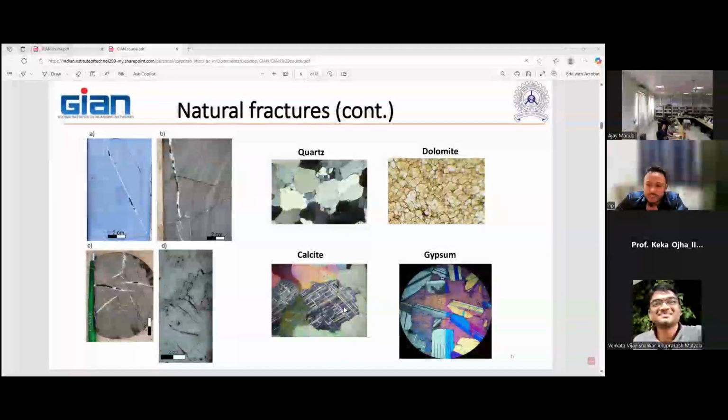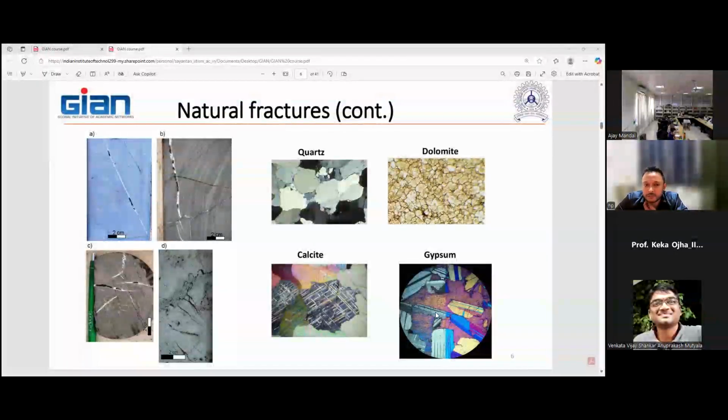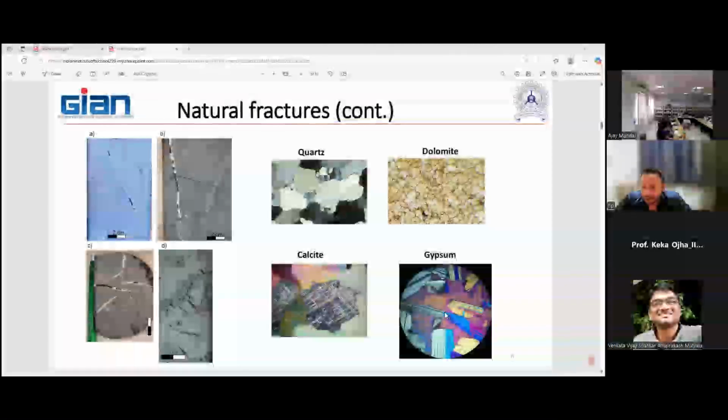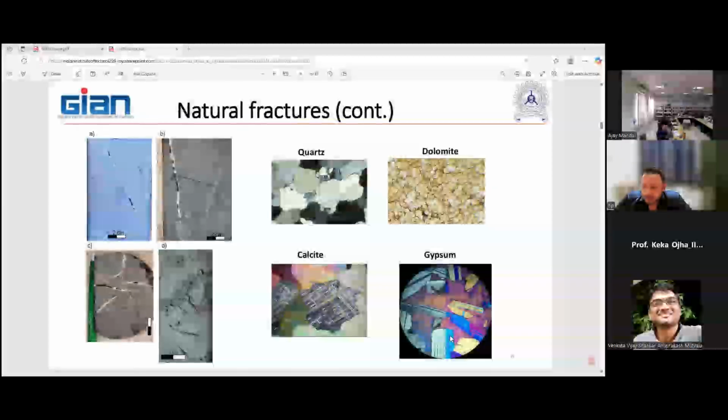So this is a CaCO3. This is called gypsum. This is another type of cement, and its formula is CaMg(CO3)2. You can see this cement is extremely colorful under cross-polarized light, and the edges are quite smooth. So CaMg(CO3)2.